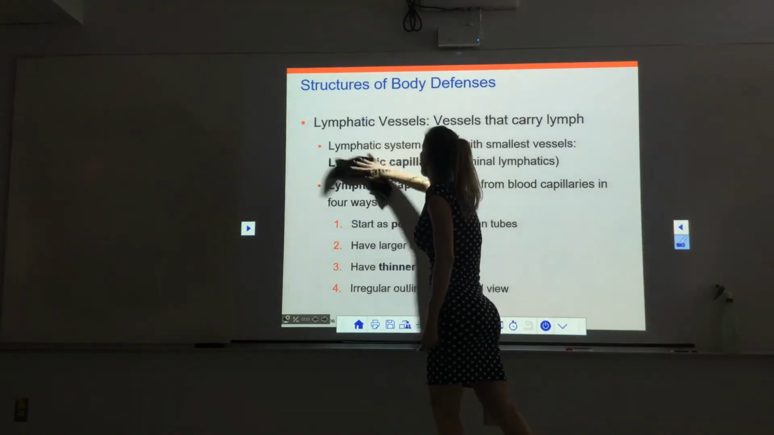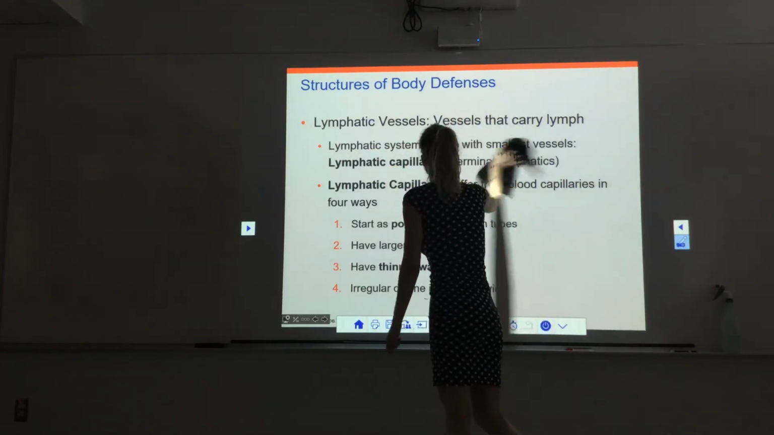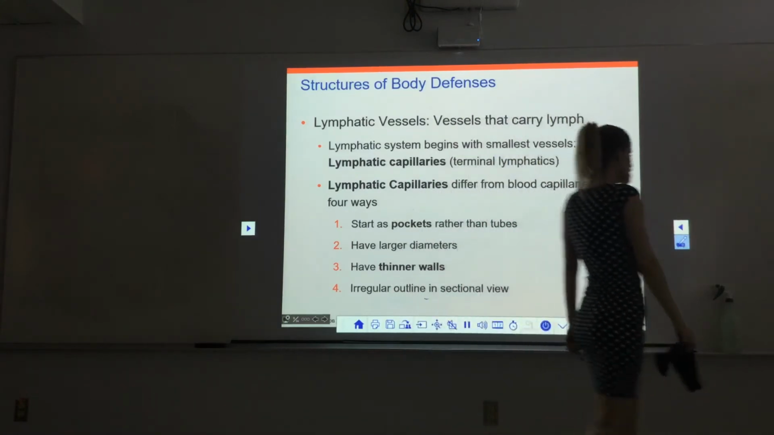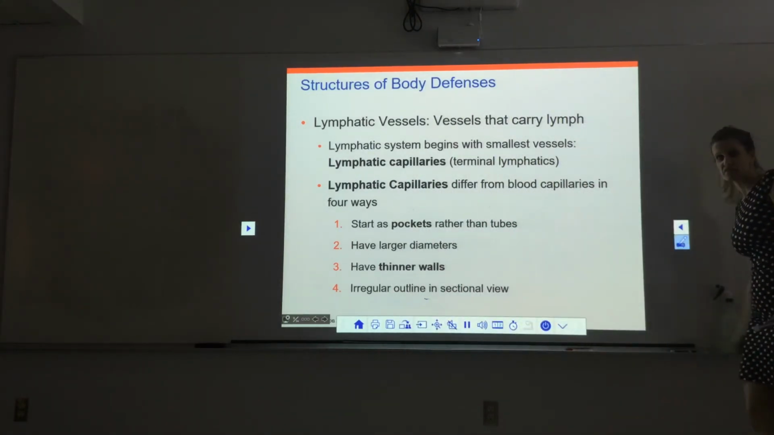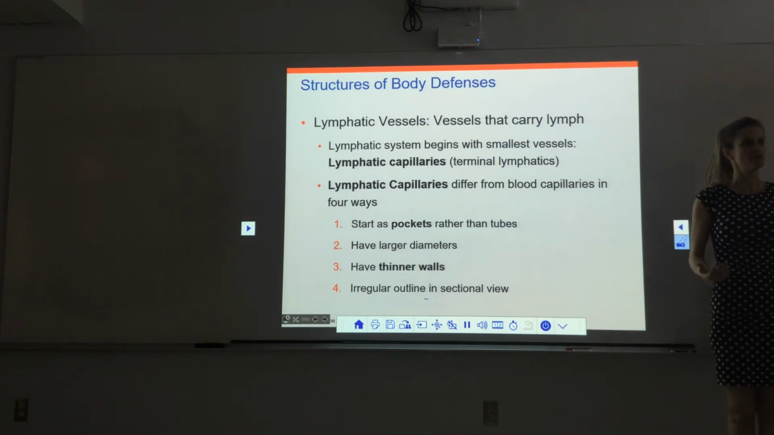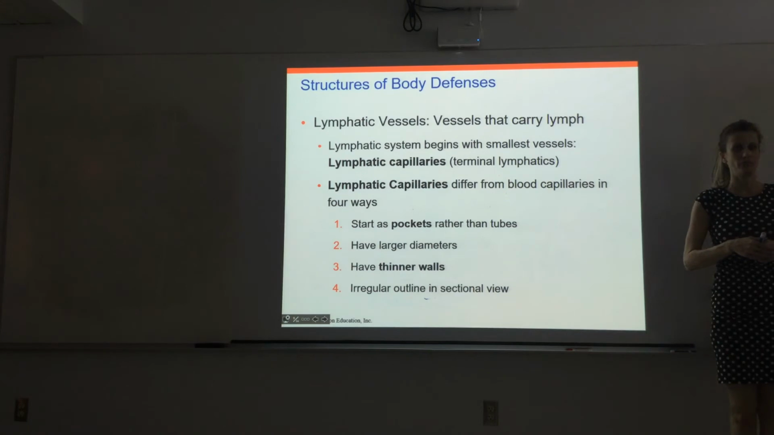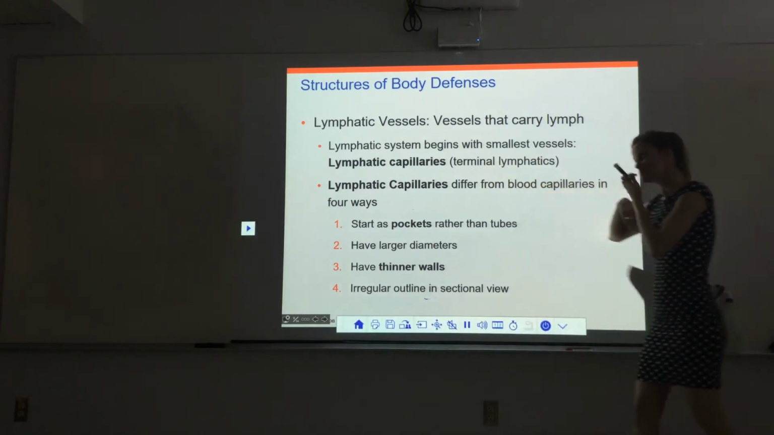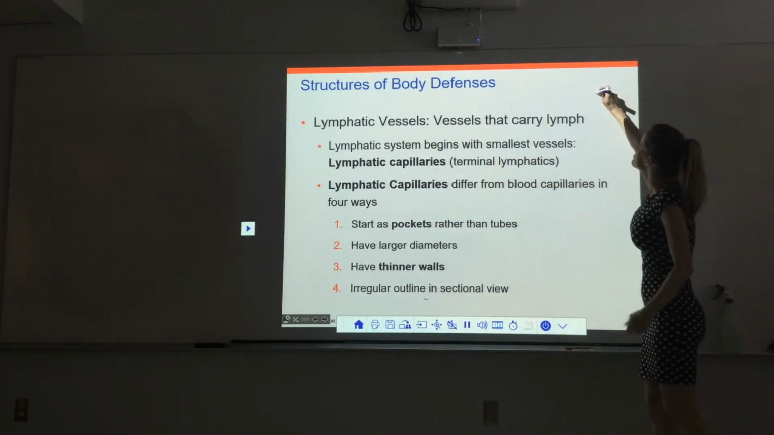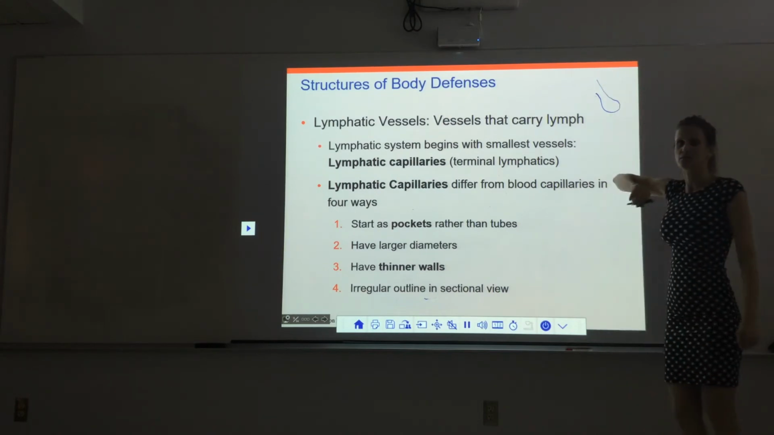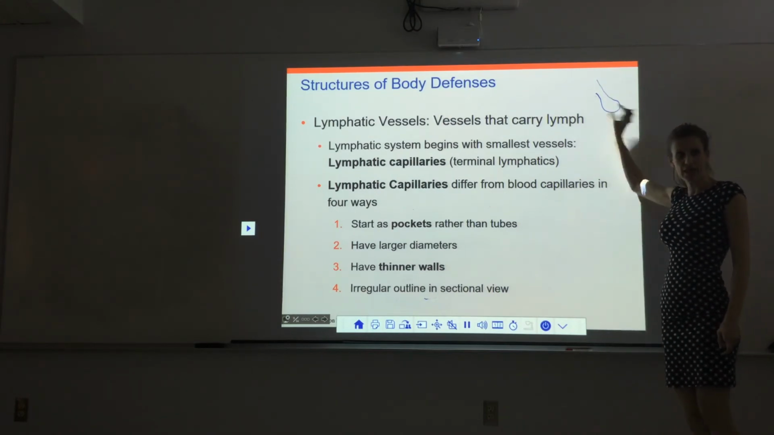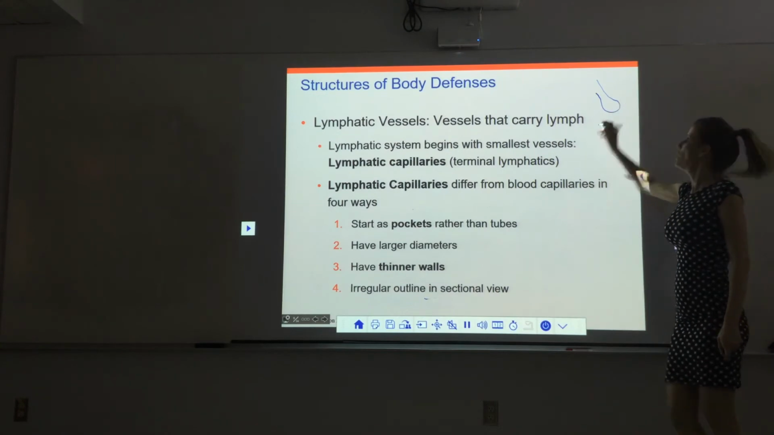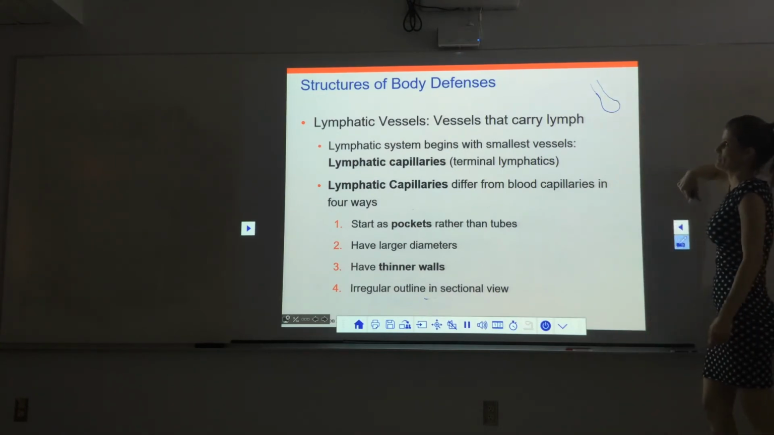So we said that lymphatic vessels are just vessels that carry lymph. Lymphatic vessels start with the smallest vessels, which are, again, capillaries. Right? Lymphatic capillaries are the smallest lymph vessels, just like blood vessels. We also call them terminal lymphatics. The reason we call them terminal lymphatics is because, remember I said they start as pockets. So they terminate. They have a terminal end where they actually end. Again, very different from blood vessels because of that.